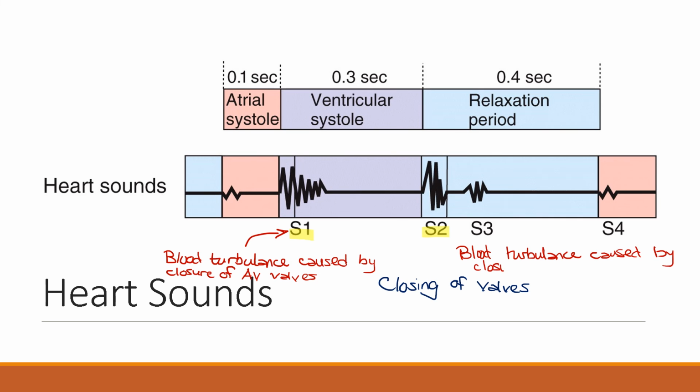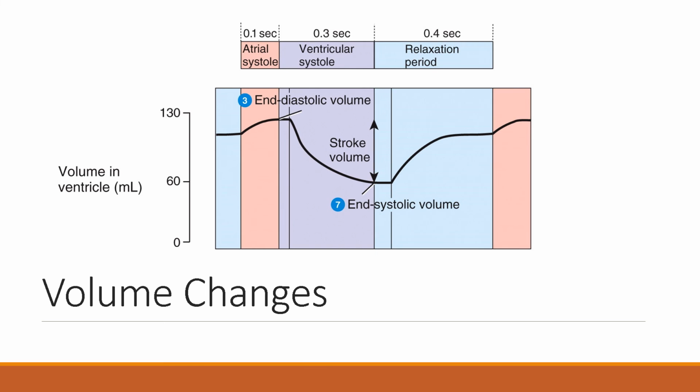So, caused by that closure of the semilunar valves, that's what causes that S2 noise. Now this diagram indicates the ventricular volume changes during the cardiac cycle.